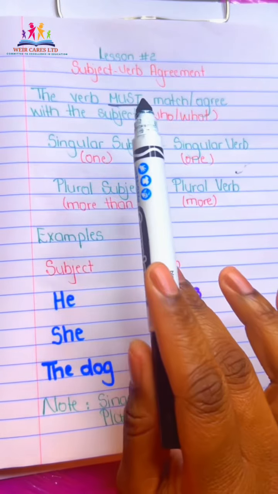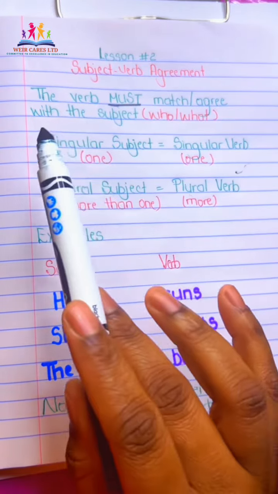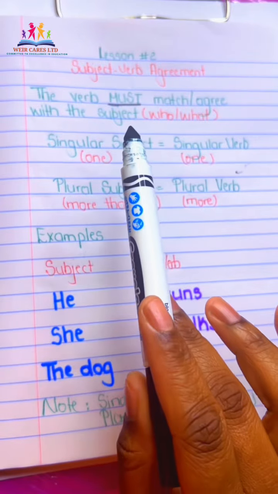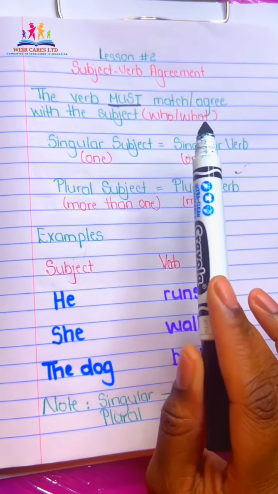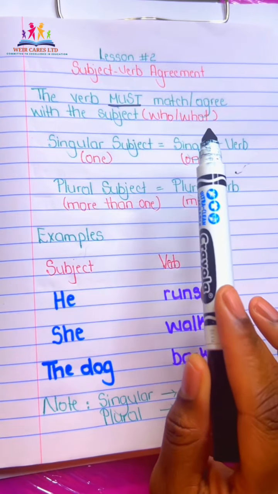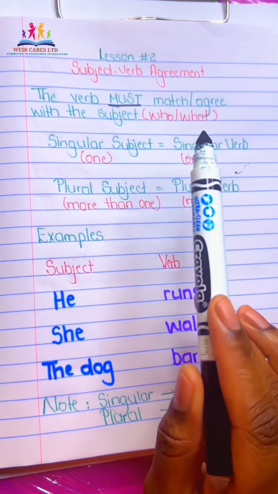Now, what I want you to bear in mind when you're dealing with subject-verb agreement is that the verb must match or agree with the subject. And when we talk about the subject, we're talking about the who or what in the sentence. Who are we talking about? What are we making mention of?